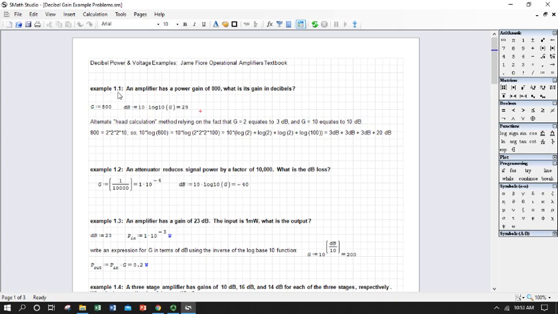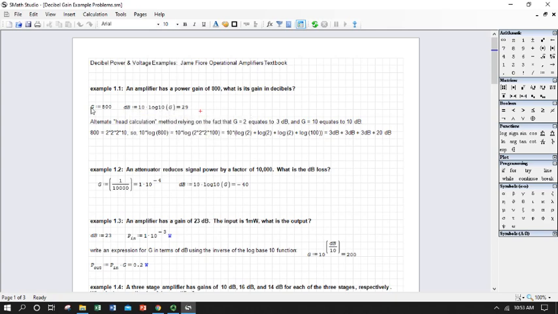This is example 1.1 in our textbook. We're told that an amplifier has a power gain of 800. That's ordinary gain, so that's P out over P in. How would we express this in decibel gain? Well, this is a real simple application of our 10 times log base 10 of our ordinary gain.